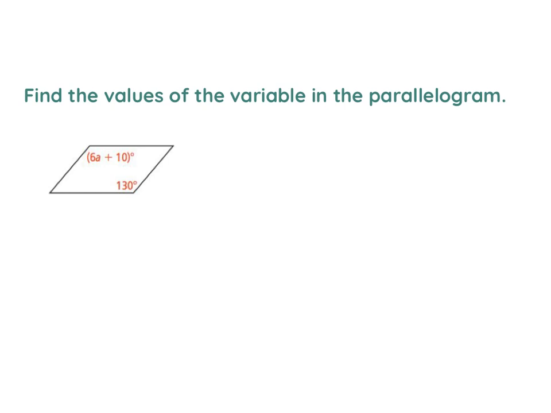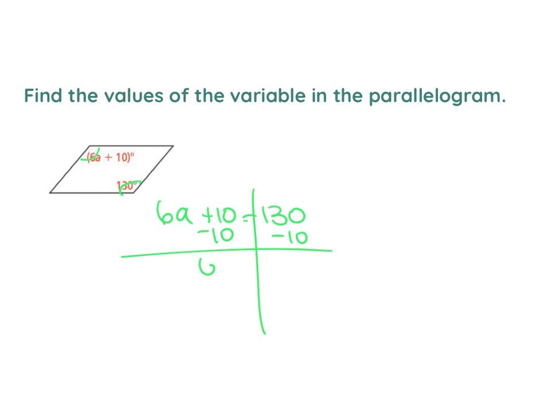All right, now we have to do a little algebra, but this is pretty straightforward, right? Here's A, it's what I'm looking for. This is an angle, this is an angle. If we notice, those angles are opposite of each other, and opposite angles are congruent. So all I need to do is write 6A plus 10 equals 130 and solve that. So subtract 10, divide by 6, so A is 20.